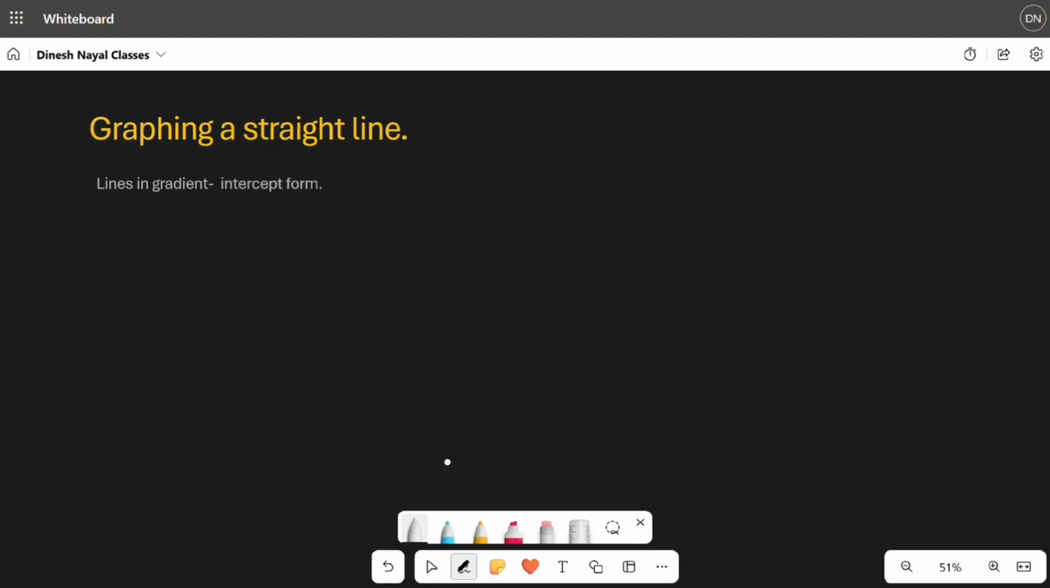Hello students. So today we are discussing in our video graphing a straight line, that is how to graph a straight line. Now the lines will be given in gradient intercept form. Now suppose you have to draw the graph of y equals mx plus c.